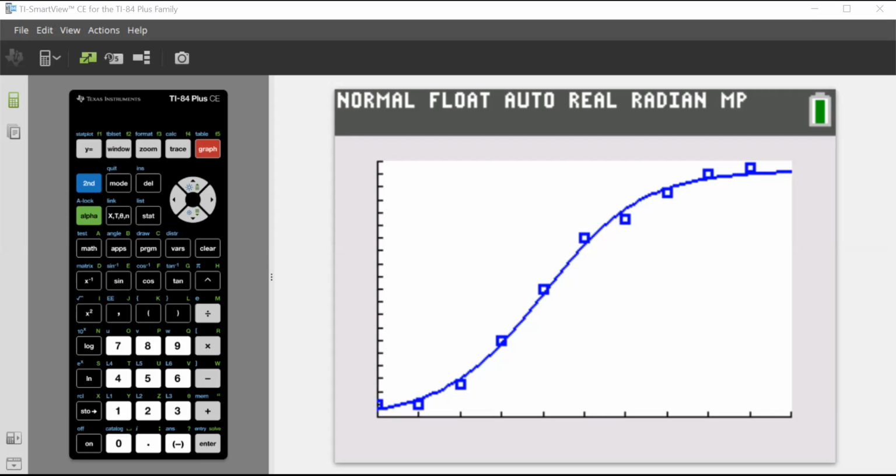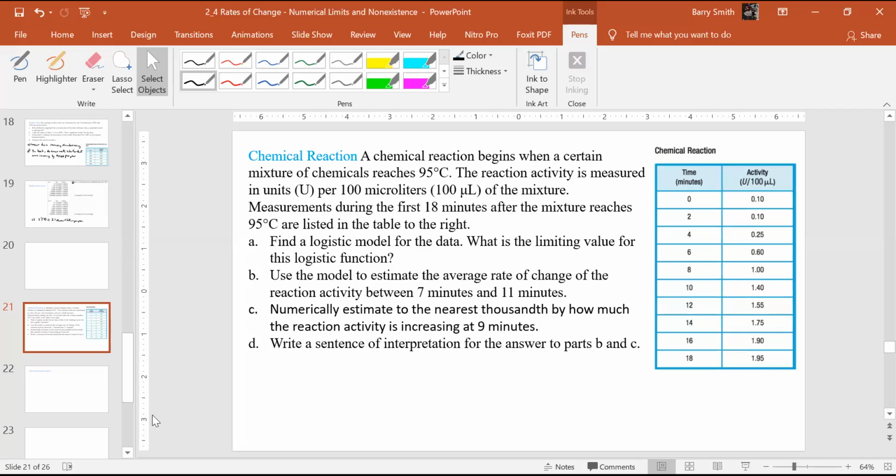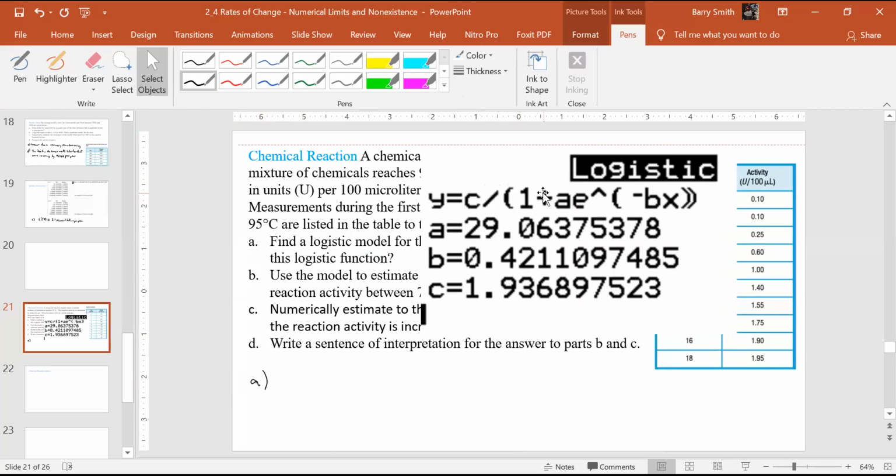All right, so what was our limiting value basically? In this case, it looks like the limiting value is the C, which is 1.93689. So let's go back over to here. For A, the logistic model was this. So let's write that down. Actually, you know what? Let's just copy it, close, and we'll paste it in here. And then we can write it, and then we can get rid of it.